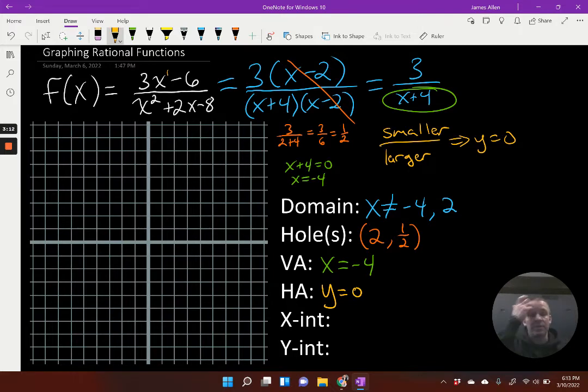If they were the same over the same, then it would be the coefficient over the coefficient. We'll address that another time. All right, so for this one, y equals 0. Bingo, bango, we're good.